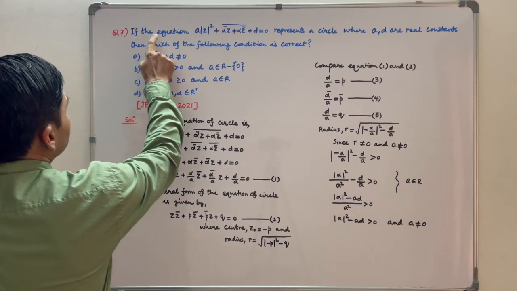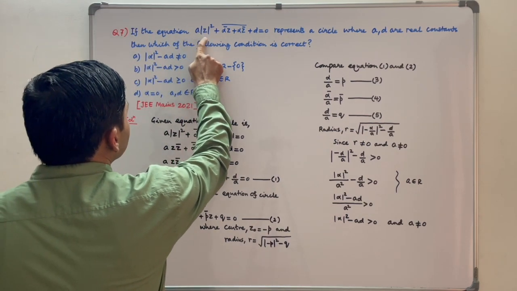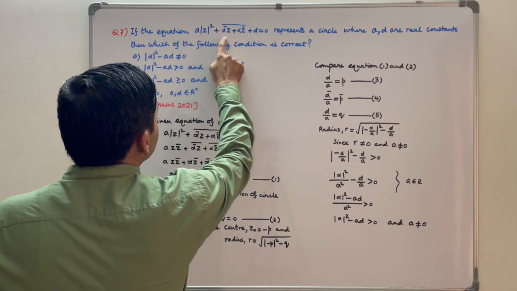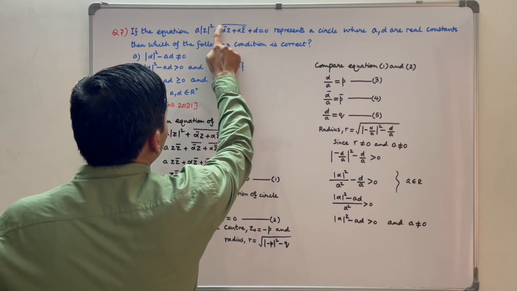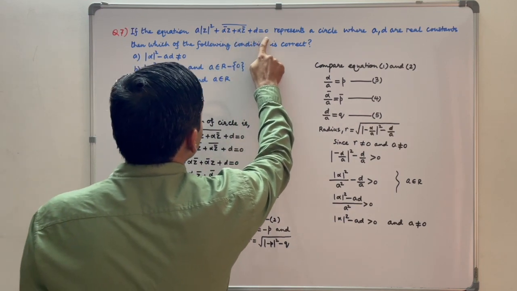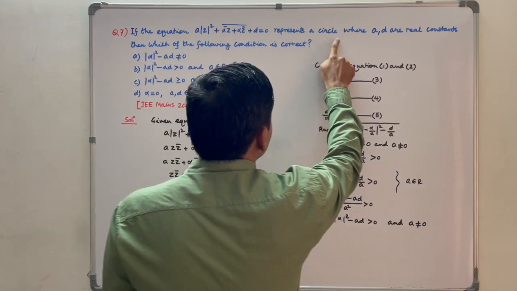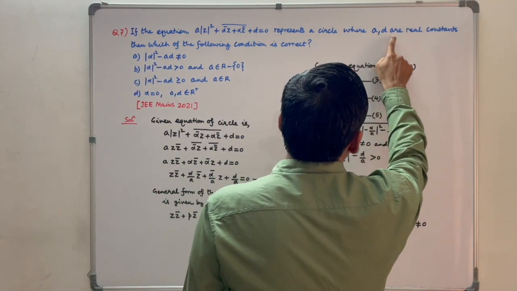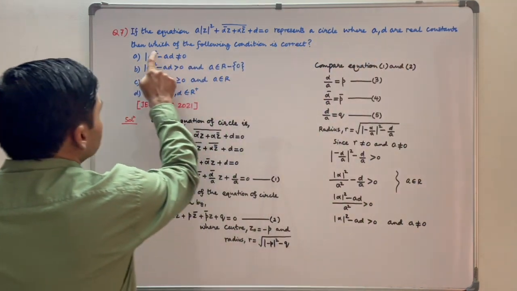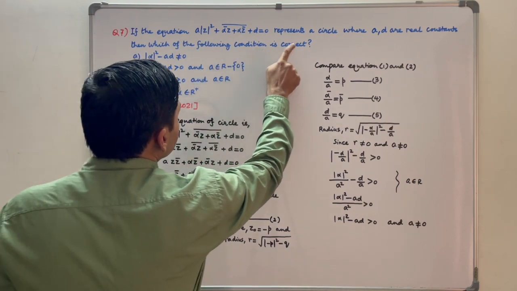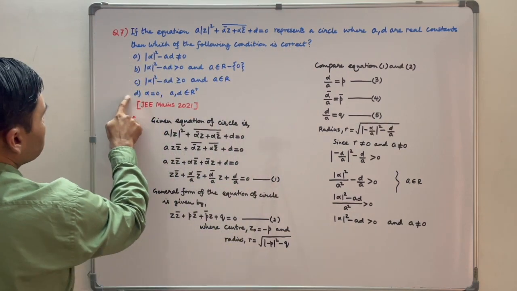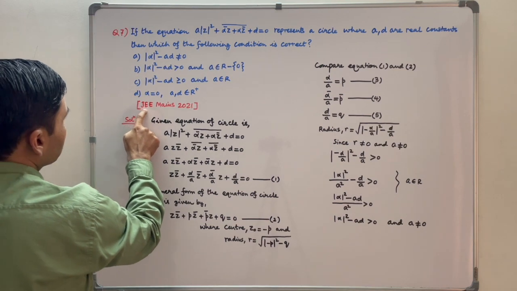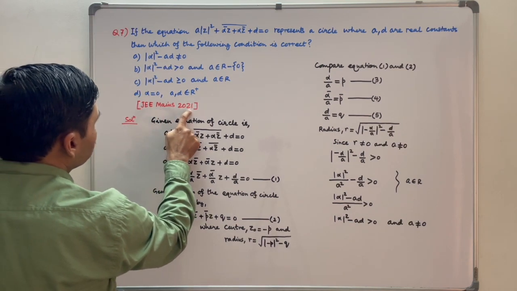Seventh question: if the equation A|z|² + (ᾱz + αz̄) + d = 0 represents a circle, where A, d are real constants, then which of the following conditions is correct? These are the options given. This question was asked in JEE Mains 2021.